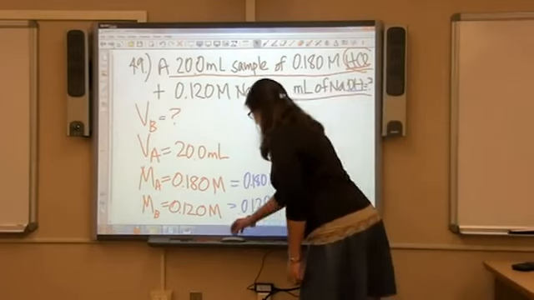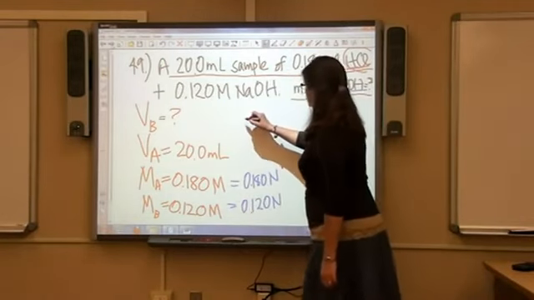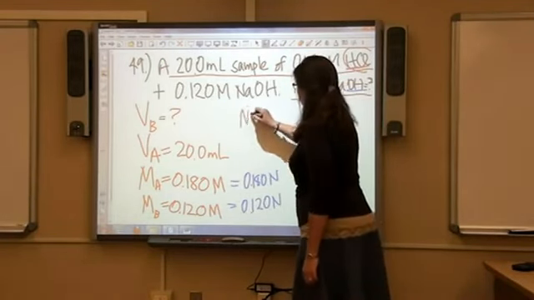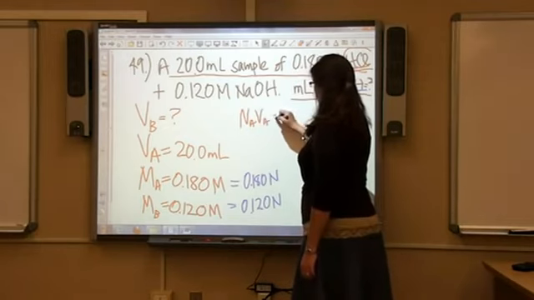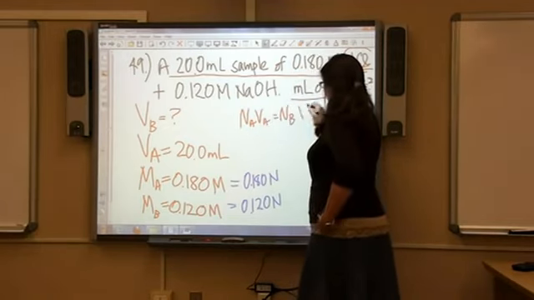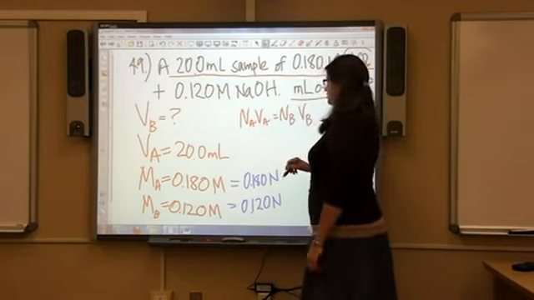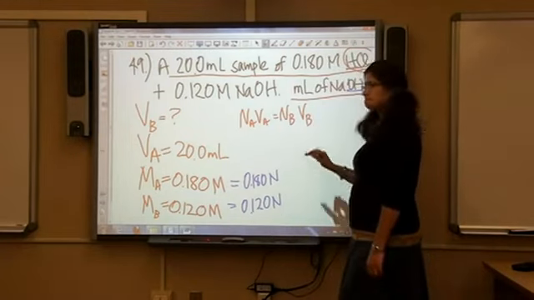Okay. Then let me set up my equation. NaVa equals NBVB. What am I solving for?